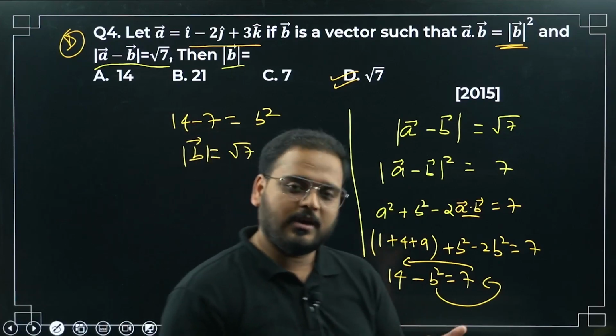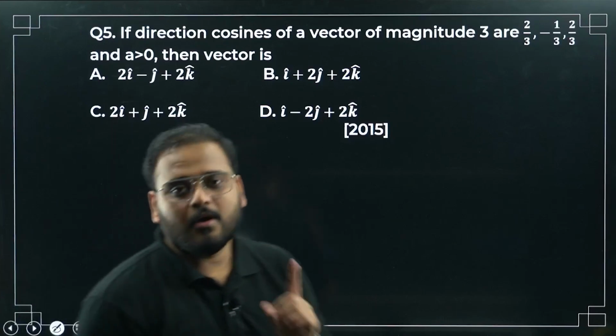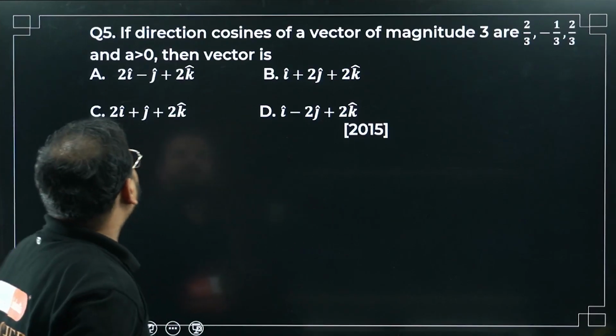So right here, question number 4, 1 mark you got, okay? So question number 4, comment in the section, okay? Question number 4, 1 mark I've received, sir. Moving on, question number 5.